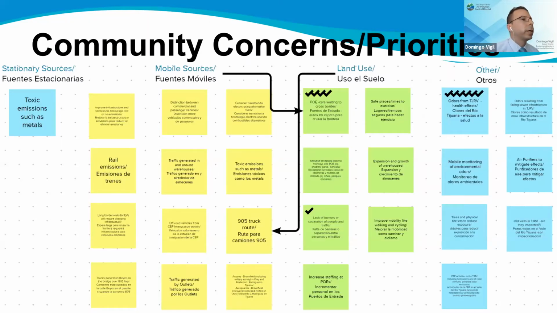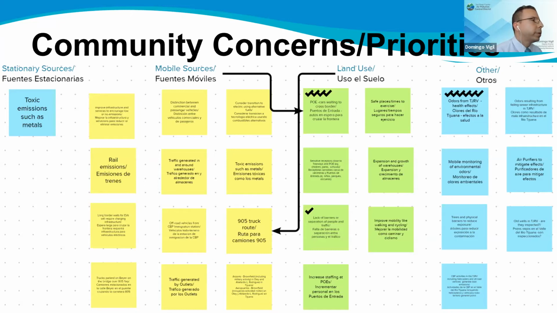This slide shows some of the feedback and input that we've received from community members through the steering committee meetings. Just to summarize some of these comments, under mobile sources, some of the main concerns for the community include border crossing traffic and long wait times that impact air pollution in the community. Also, heavy-duty truck traffic, traffic generated by warehouses, traffic generated by the outlets at Las Americas, and emissions generated by Customs and Border Protection off-road activity.